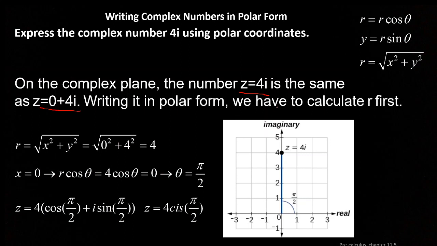So writing it in polar form, we have to calculate r first. What is r? r is the square root of x squared plus y squared. So it would be 4, right? And x is 0. That means r cosine theta is going to be 4 cosine theta. And if you set it equal to 0, theta is going to be pi over 2, right? Because x is 0, and that's r cosine theta, and we know r is 4, so theta has to be pi over 2. And then z is going to equal that.